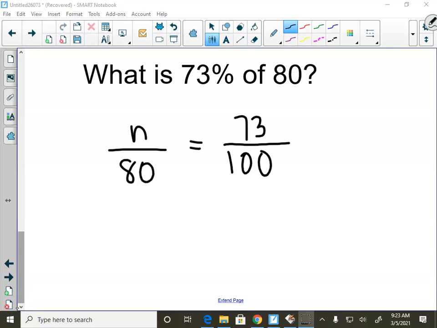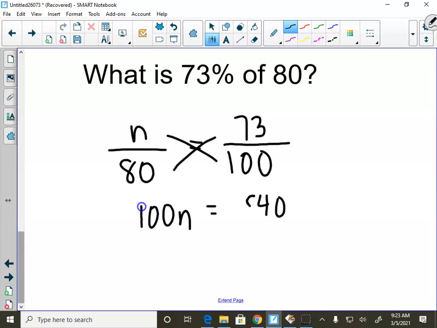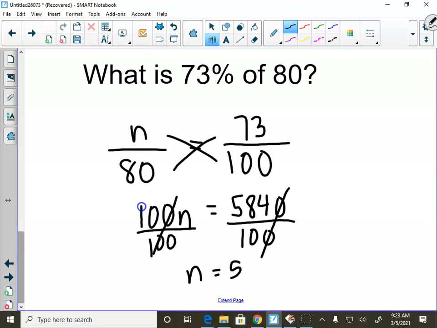Okay, so why don't you pause the video here and see if you can do the rest. Okay, so hopefully from here what you did is you said, well, I can't reduce 73 over 100, so I'll find my cross products, and 100n, that'll be the easy one. And then 80 times 73 is 5,840. And then we divide by 100. Now, this one's kind of easy when you're dividing by 100, because before we even get into dividing it, we can reduce this.